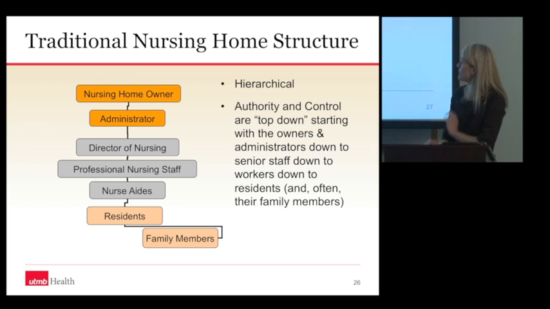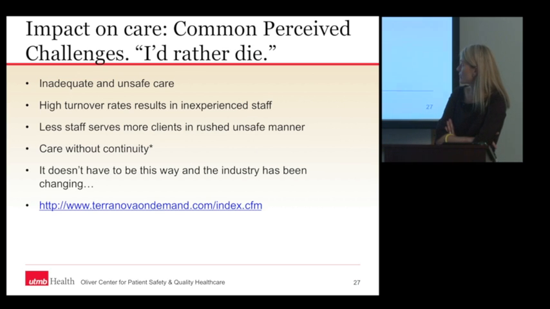Perceptions that people don't want to go. They worry about inadequate and unsafe care. They worry about high turnover rates that we see in nursing home frontline staff. They worry that people will have less staff because of turnover and clients will be treated in a rushed manner. And then there's continuity of care, that's always a concern when you have high turnover in frontline staff.